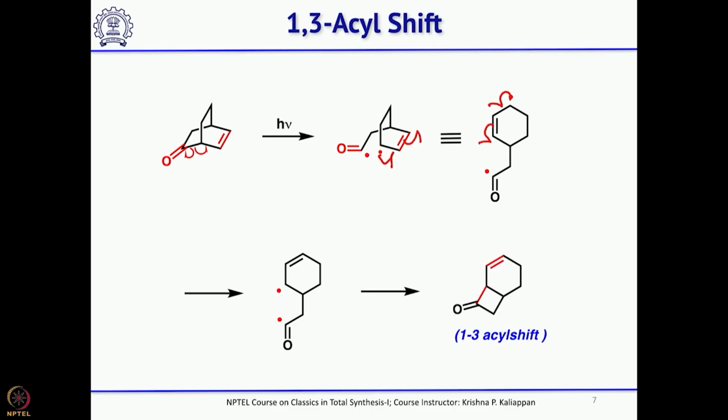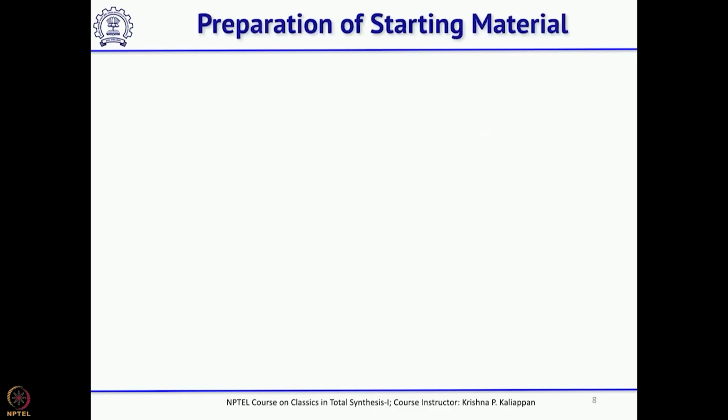to form cyclobutanol. Okay. So, one can see using oxa-di-pi-methane rearrangement you can get a cyclopropane, or if you use 1,3 acyl shift, then you will get a cyclobutanol. Okay, a 6-membered ring fused with cyclobutanol. Now, let us see how Demuth synthesized this natural product.